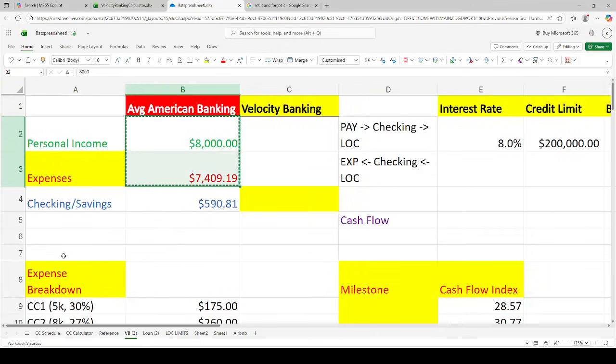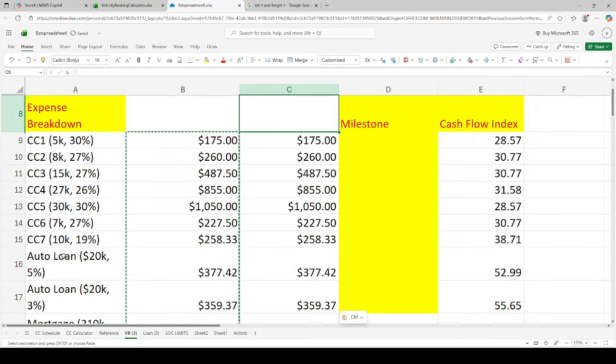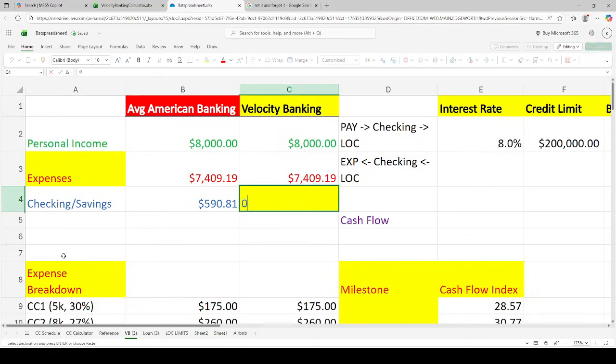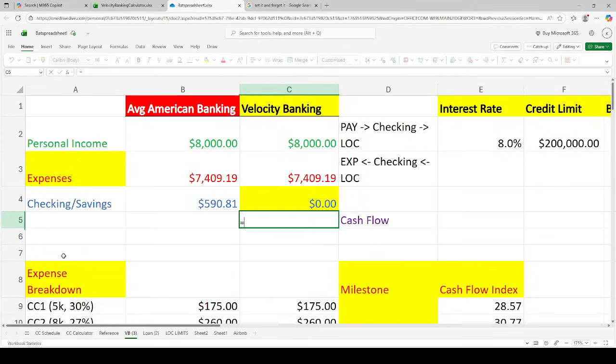So in velocity banking, it's pretty much the same thing, but the only difference, actually there's two differences, is how we treat our checking and savings, and where we dump all our money, okay? When we do velocity banking, the checking account is the middleman, whereas with average American banking, the checking account is the final destination of your money after you pay all the bills. That's really the only difference. Actually, there's another difference. So if the checking account is the middleman, what's the final destination?